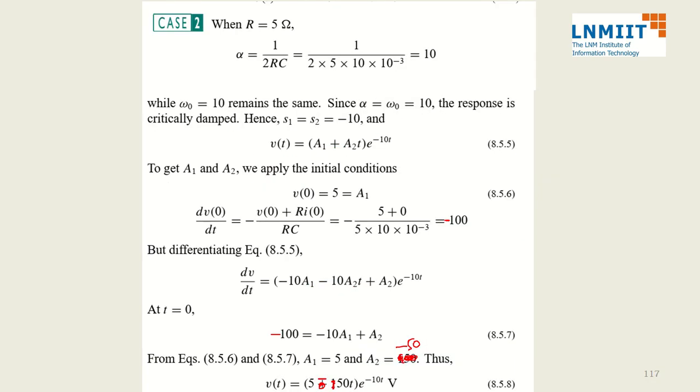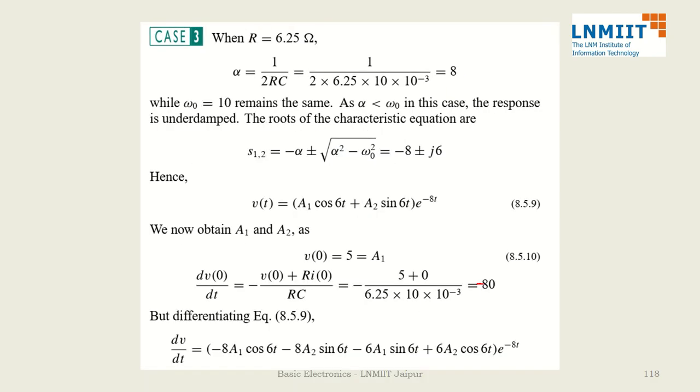Same thing if I have R equal to 5. In that case I see alpha and omega are both 10. That means (A1 plus A2 t) e raised to power minus 10t is my general solution. Now I have to work only on the calculation of A1 and A2. Put t equal to 0, first equation. Take the derivative, same formula, put the new value of R, and I get the second equation and the values of A1 and A2, and this is my final solution.